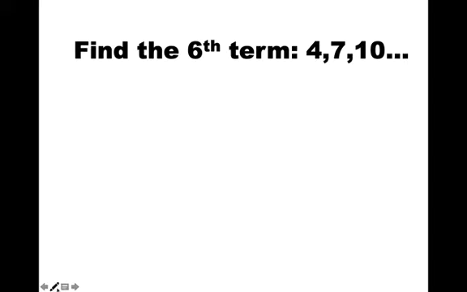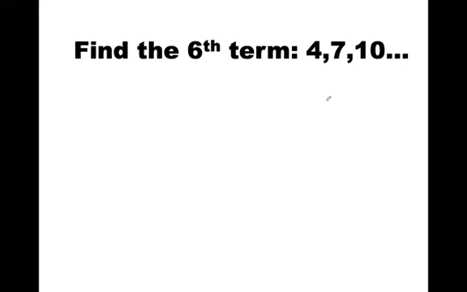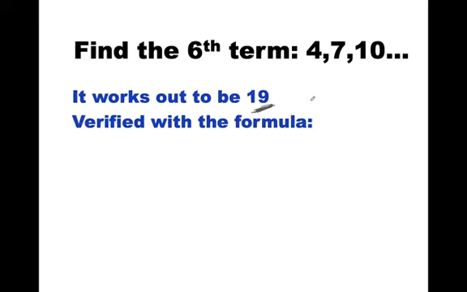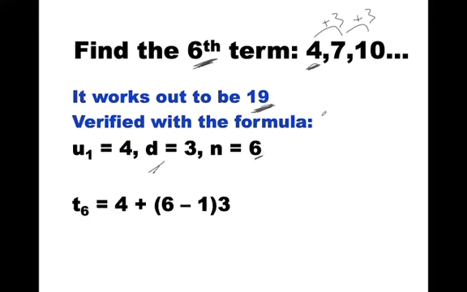So let's go back to our initial question that we just worked out. Find the sixth term. I believe it was 19 from a few slides ago. We're going to verify this with our formula. u1 is 4, so the first term here is 4. My d, my common difference, I'm adding 3 every time. And I'm being asked to find the sixth term, so n is 6.